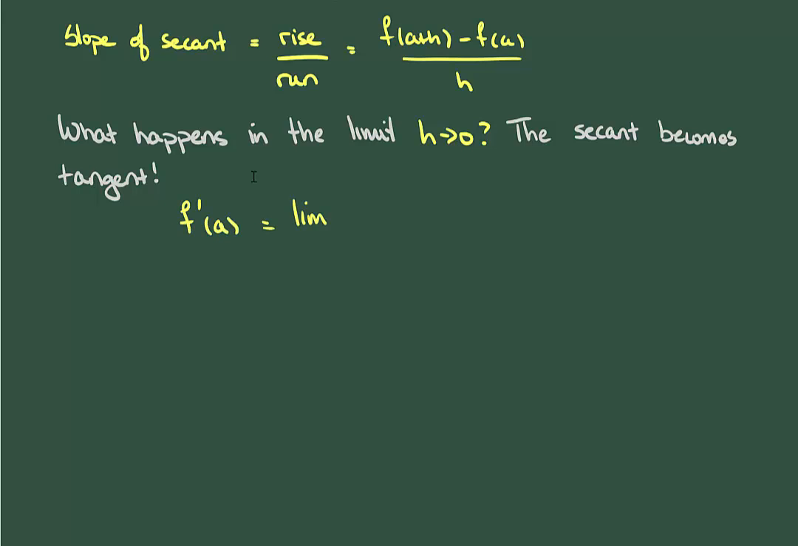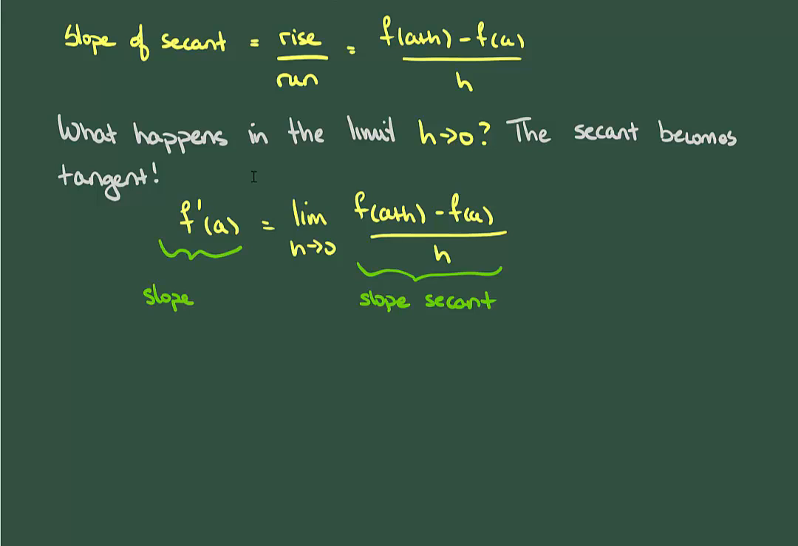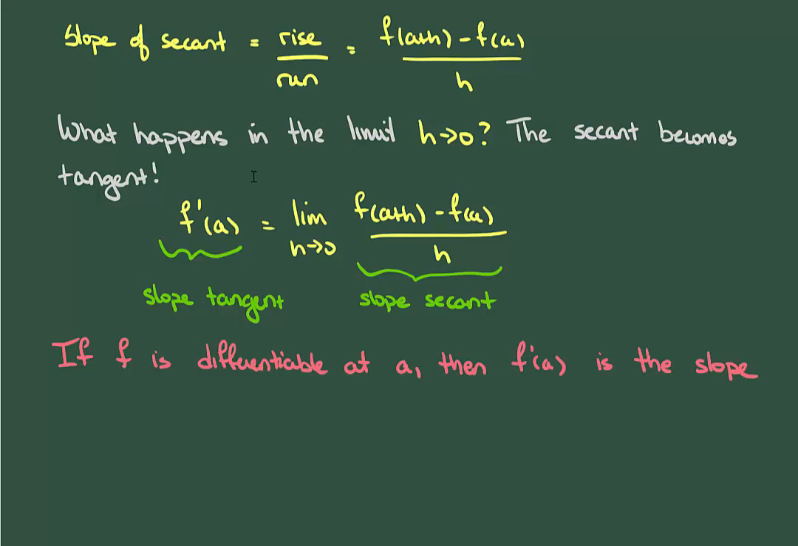If we write this in terms of our derivative formula, then on the right-hand side here we have the slopes of the secant lines, and on the left the slope of the tangent line. All of this leads us to our point. If f is differentiable at a, then f prime of a is the slope of the tangent line to the graph of f at a.